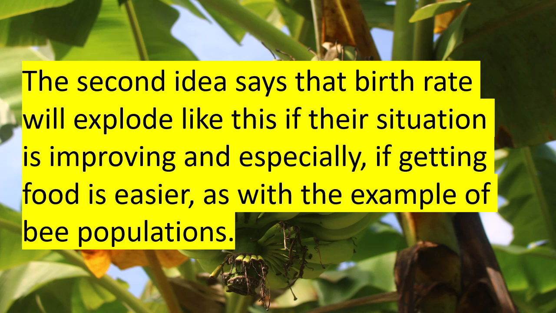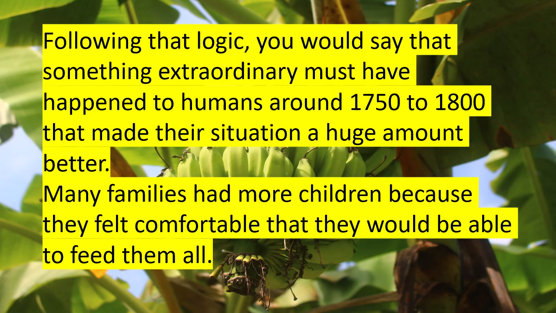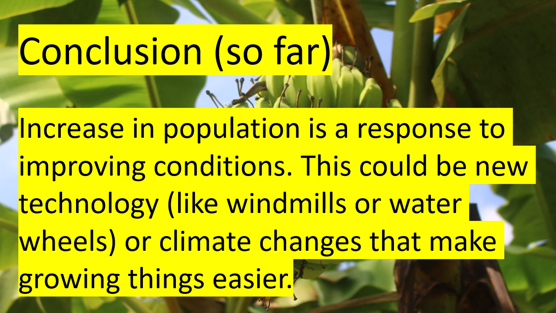The second idea says that the birth rate will explode like this if their situation is improving, and especially if getting food is easier, as with the example of the bee populations. Following that logic, you would say that something extraordinary must have happened to humans around 1750 to 1800 that made their situation a huge amount better. Many families had more children because they felt comfortable that they would be able to feed them all. So the conclusion so far, increase in population is a response to improving conditions.